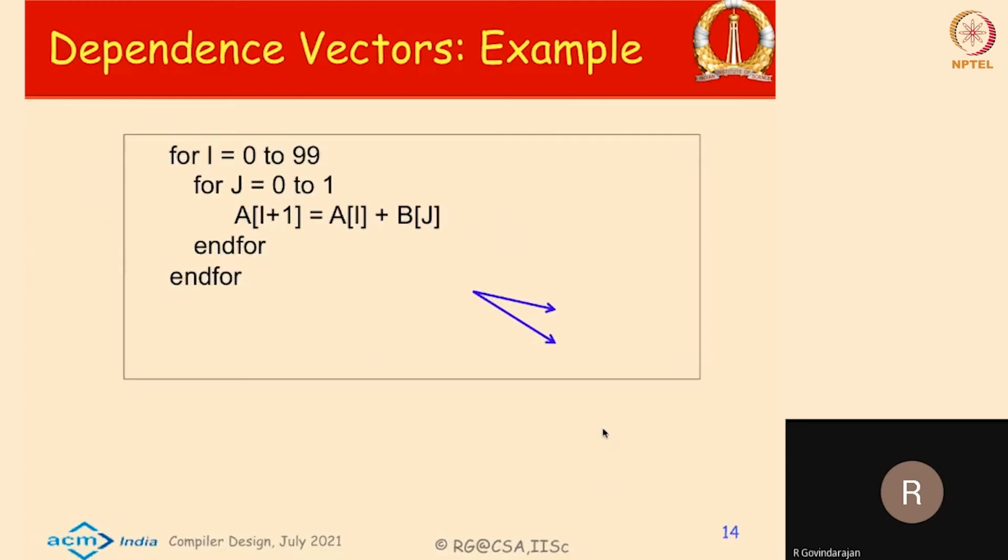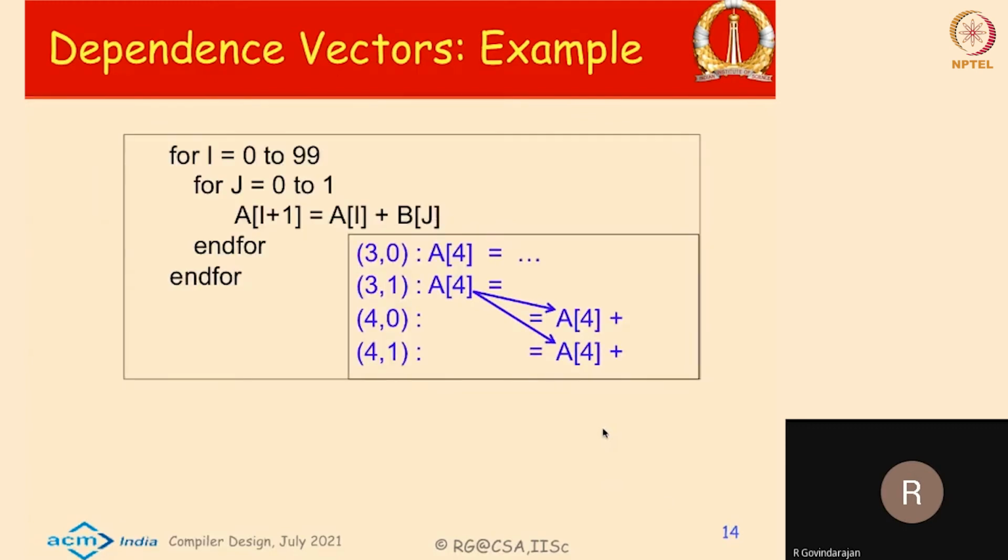Okay, so there is one more example here. This is a little bit more tricky, where I have a nested loop, but in that nested loop, I am accessing a one-dimensional array. If you look at it, I have taken different iteration vectors like 3, 0, 3, 1, 4, 0, 4, 1, etc. And you can see that each one of these is essentially producing a value for a of i plus 1, which is consumed in the subsequent iterations for all iterations of j.